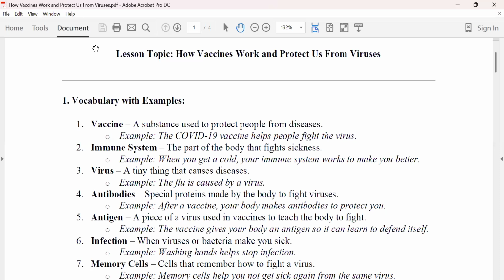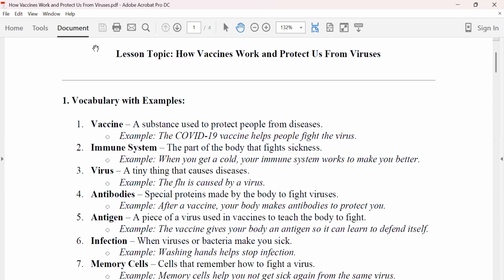Antigen is the part of a virus. So we call it antigens, the part of the virus that comes from the vaccine, I mean a weak virus. Antigen is when scientists break the virus down into small parts.